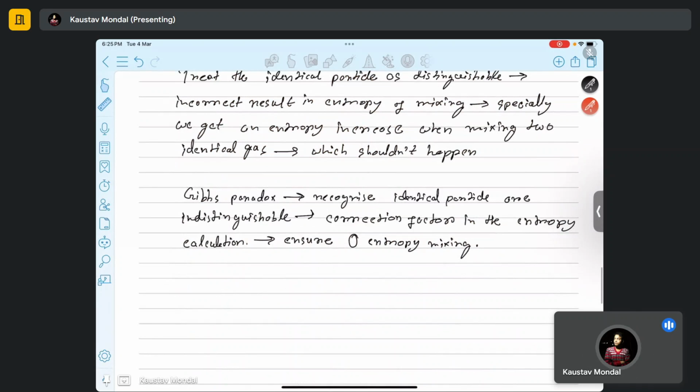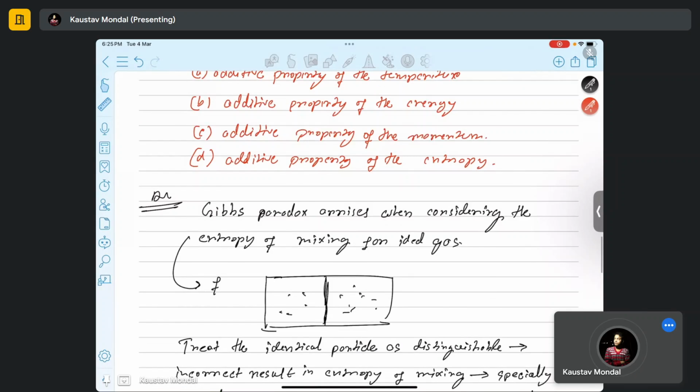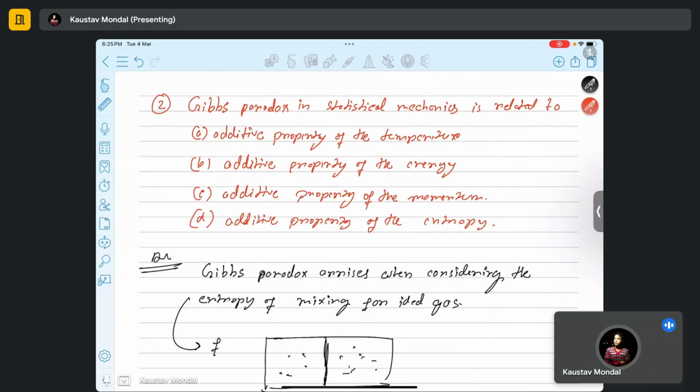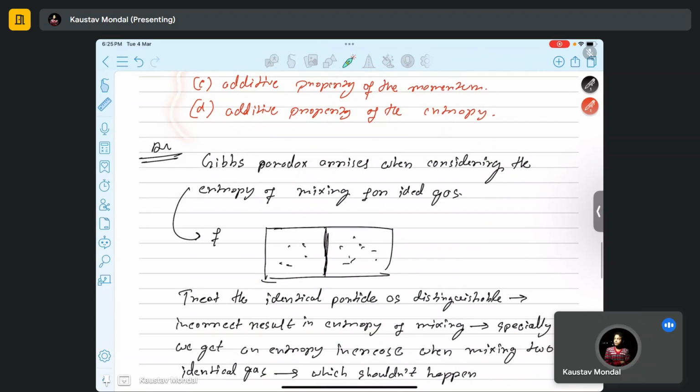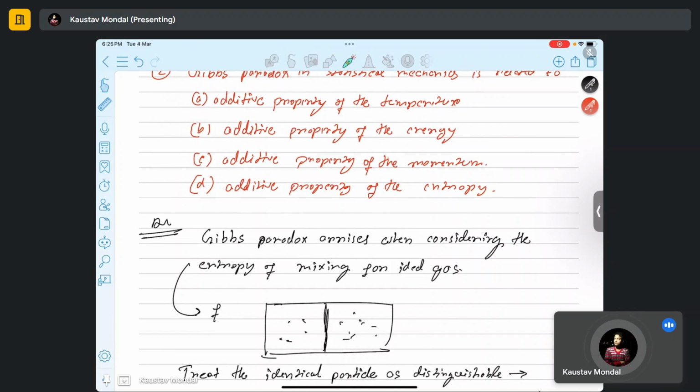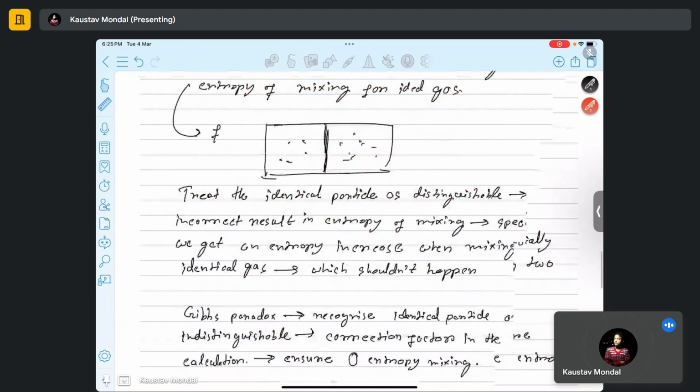Okay, so now what comes? But in the problem, the question is a bit different. It asks, in the Gibbs paradox in statistical mechanics, what the given things below it is related with. Okay, so as we deal with the entropy of the system, let's first take the entropy and try to find out why it's the correct answer. Option D.